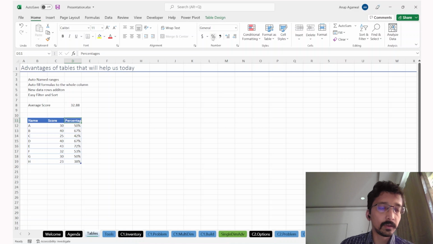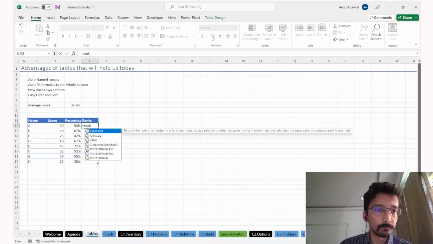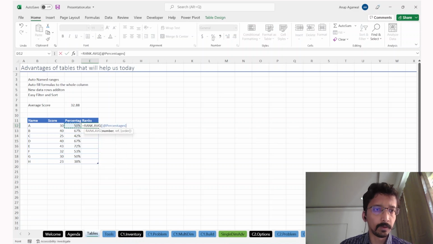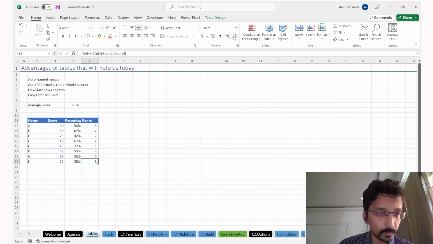I'll give you another example here. Let's say I'm interested in the ranks. So in this column I name it ranks, and I use rank average, this number, and then look at the scores of all other students. And again, this flows through the whole column. Actually, let's use the other one, rank equal, so that we don't get decimal points in rank. Let's say this is how I want it formatted.